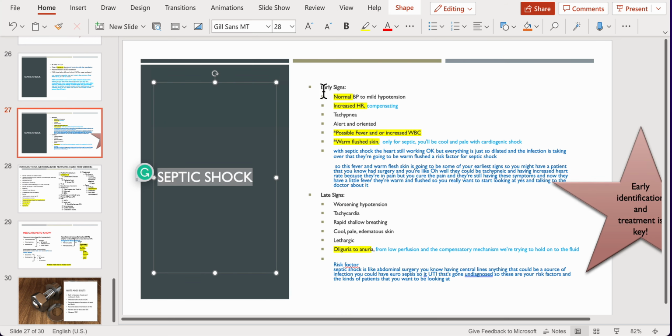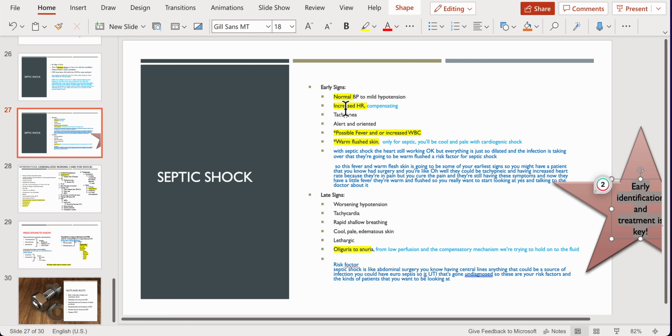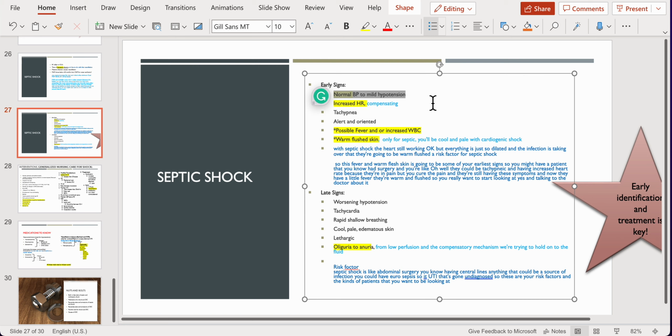Septic shock. Early signs. Early identification and treatment is key. Normal BP to mild hypotension. Increased HR, compensating. Tachypnea. Alert and oriented. Asterisk: possible fever and/or increased WBC. Warm flushed skin, only for septic. You'll be cool and pale with cardiogenic shock.